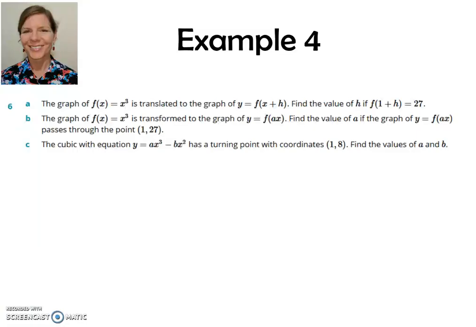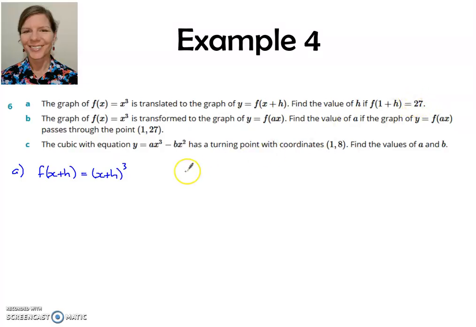Okay, last question. This one's not too bad, but it does tend to confuse students in terms of all the function notation, which can always be a little bit perplexing. So what we've got is f of x is x cubed, and we're going to translate it to f of x plus h. What that means is f of x plus h is just x plus h cubed. Remember, everywhere that you had an x, you now replace it with whatever your transformation is, so x plus h cubed. Now, we don't actually really need to know about that, because all it says is find the value of h if f of 1 plus h is 27.